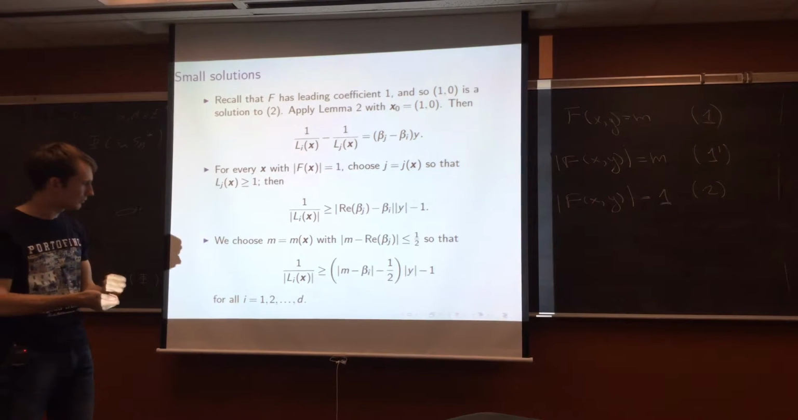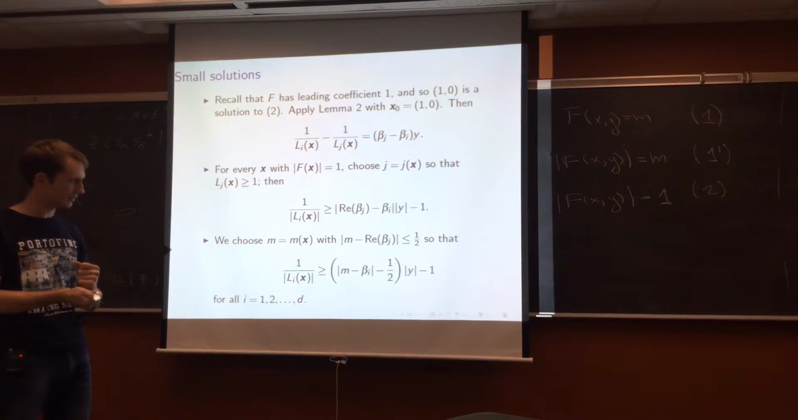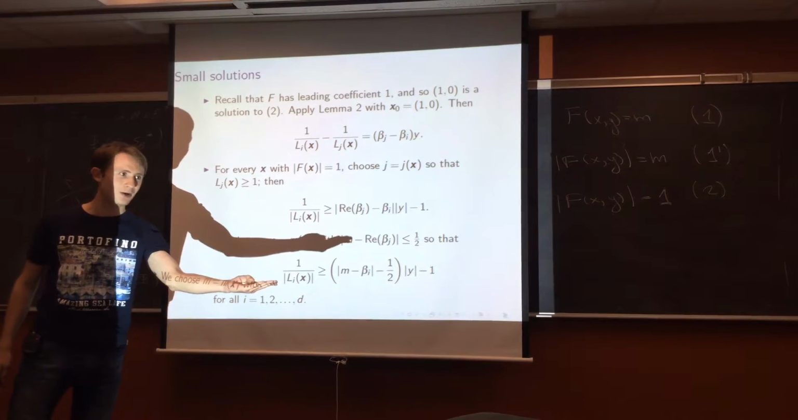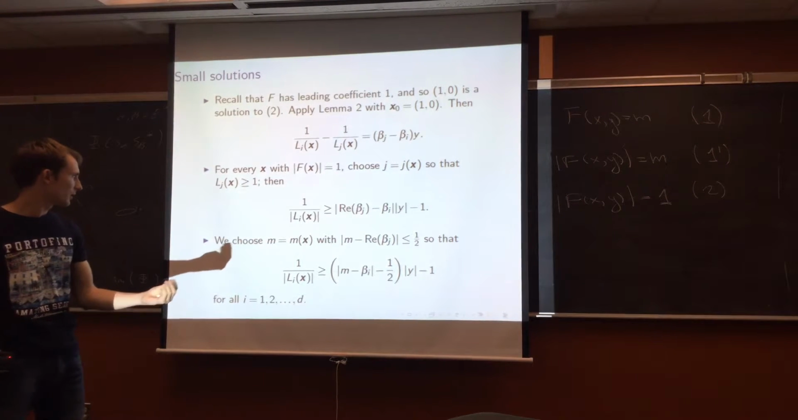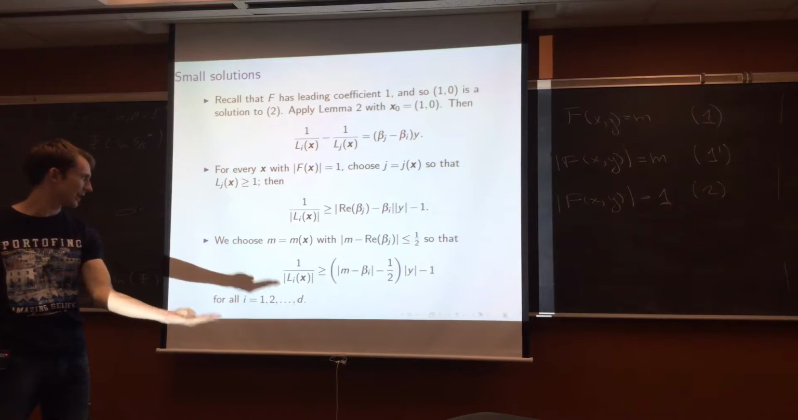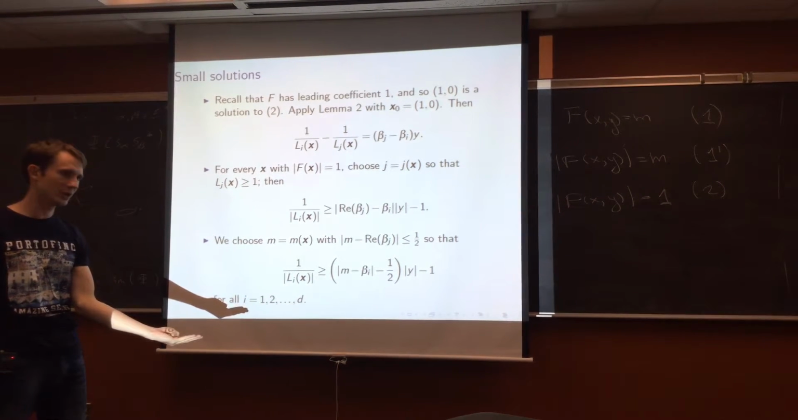So now what I'm going to do is pick an integer m with respect to my x, and make my m as close to the real part of the root beta j as possible. So I pick my m, and then from here I can show that this inequality holds for every single i I choose.